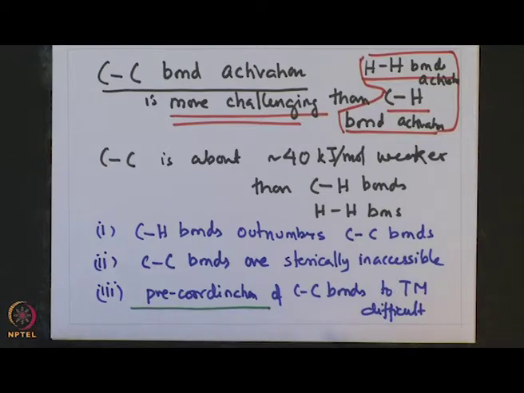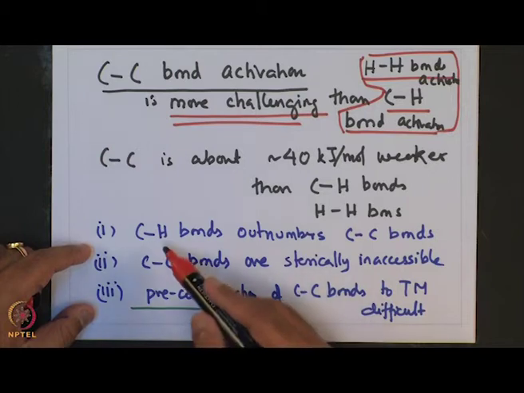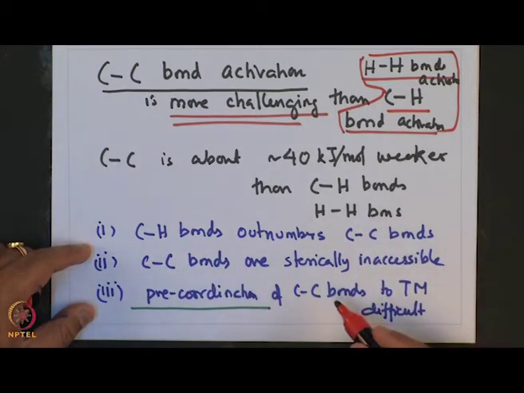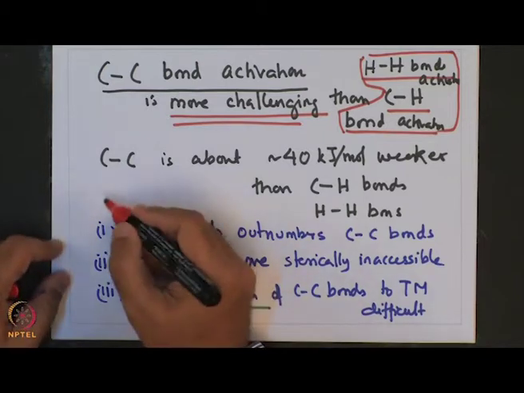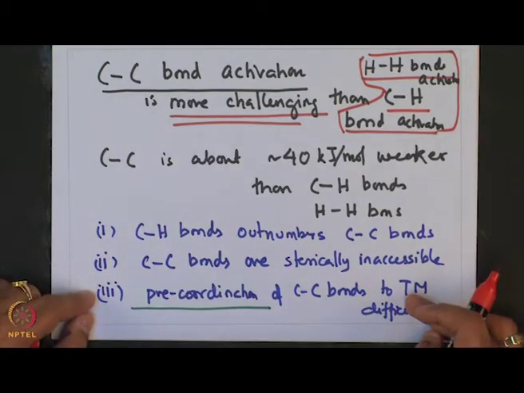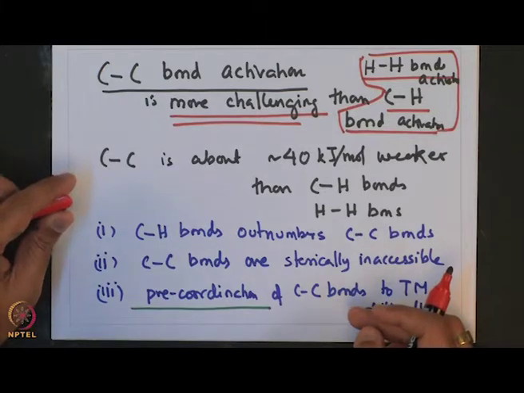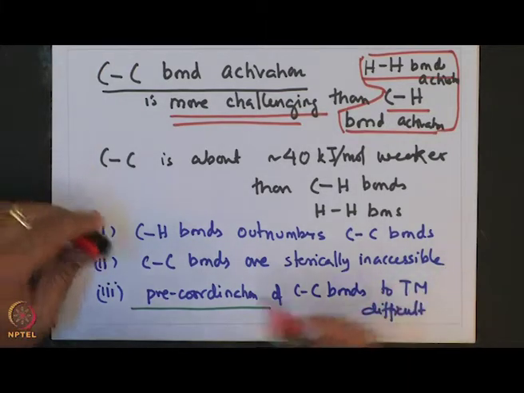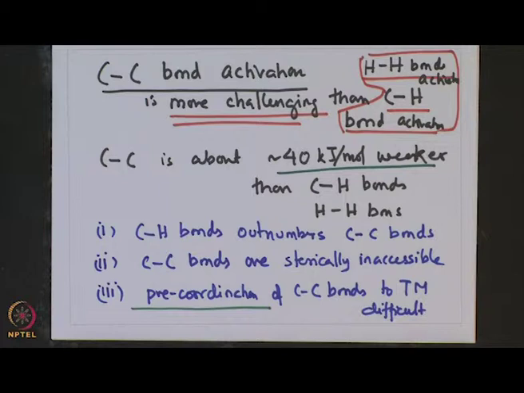So, what is coming out over here is that this activation becomes difficult because there are many CH bonds which outnumber CC bonds, and also CH bonds make CC bonds sterically inaccessible. As a result, precoordination of CC bonds to the transition metal becomes very difficult. So, all of these add to making CC bond activation more challenging than CH bond and HH bond activations, despite the fact that CC bonds are weaker than the CH bonds and HH bonds.